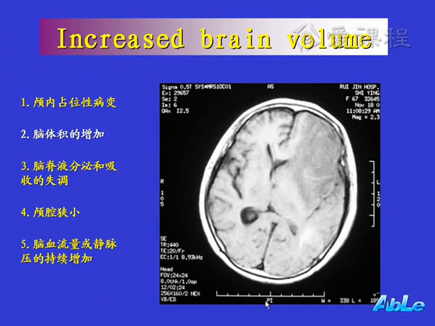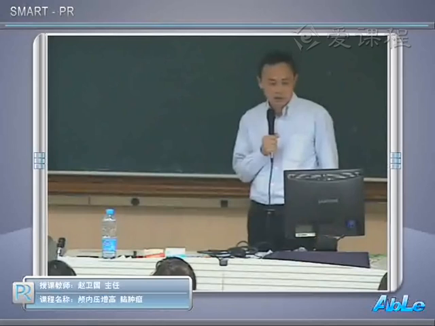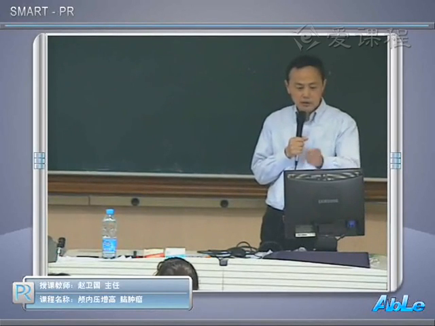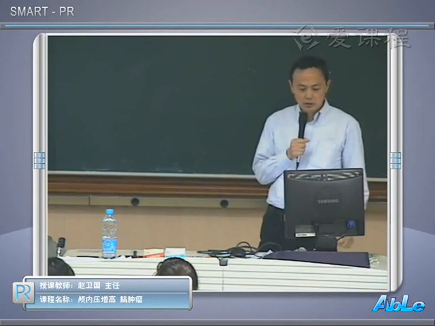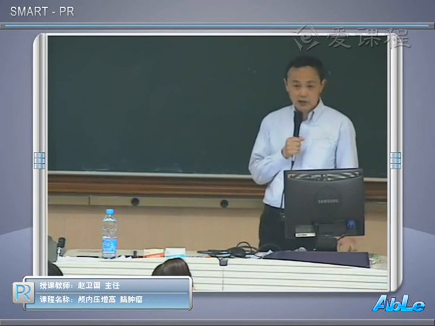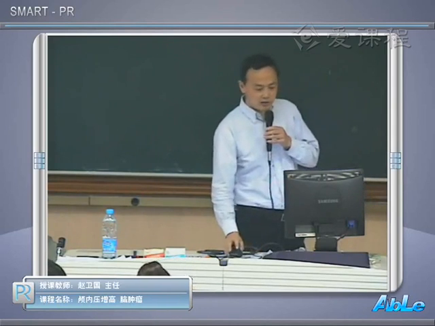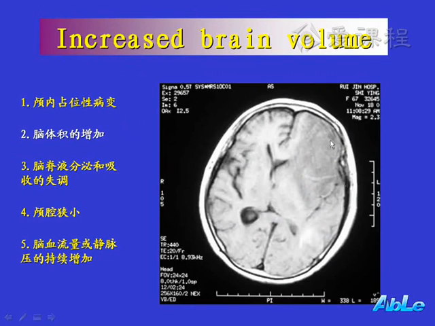Increased brain volume. We call it edema. No other mass or neoplasm is present, but the volume of the brain increased. When the brain itself gets swollen, we call it edema. In this case, there's an infarction right here on the frontal lobe, and the brain is edematous, so the pressure should be high.